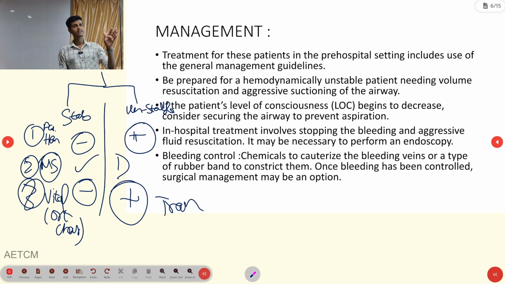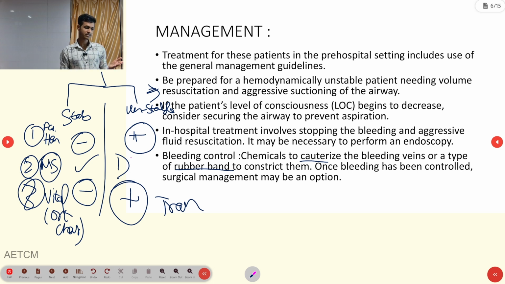Here also we have to maintain the same things. We have to manage the airway with aggressive suctioning. If the person is continuously bleeding, aggressive suctioning, left lateral position, everything we have to follow. And if the person is drowsy, we have to anticipate aspiration, thereby manage the airway and secure it with a definitive airway. Mainly in hospital we do the same thing: bleeding control, and then aggressive fluid resuscitation. For bleeding control we have cauterization, and then balloon tamponade, balloon rubber band constrictor also. Those are some management strategies for bleeding control.